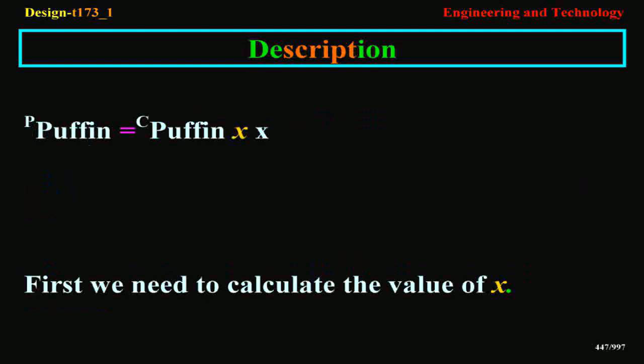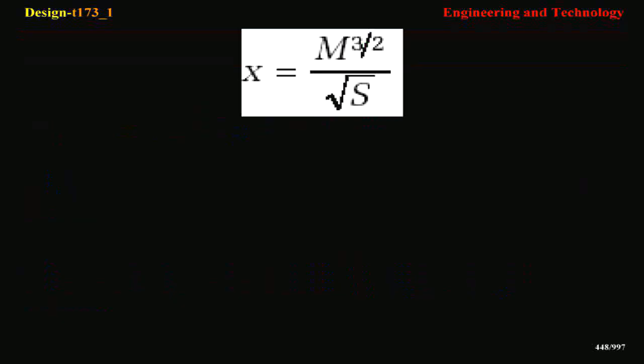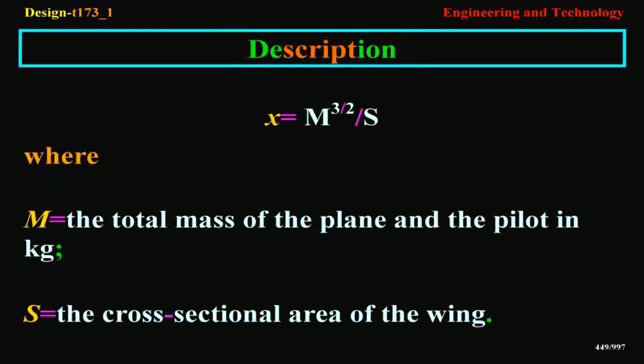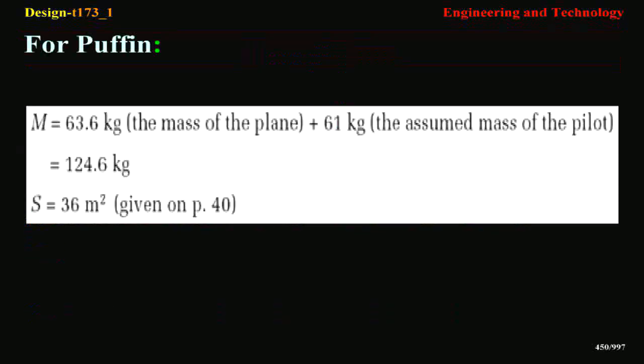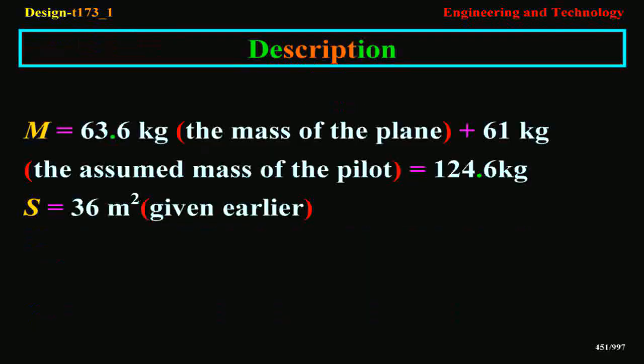First we need to calculate the value of X. X = M³/S, where M equals the total mass of the plane and the pilot in kg, and S equals the cross-sectional area of the wing. For Puffin, M equals 63.6 kilograms, the mass of the plane, plus 61 kilograms, the assumed mass of the pilot, equal to 124.6 kilograms. S equals 36 m², given earlier.